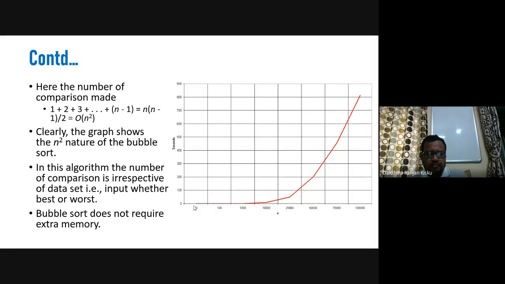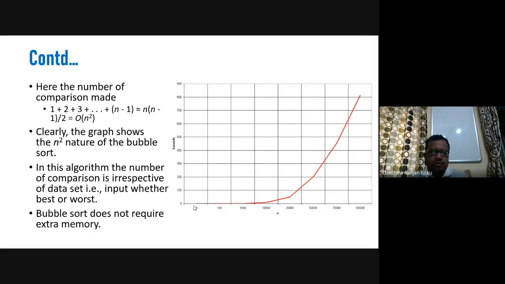Bubble sort does not require any extra memory. That is, it is an in-place algorithm. That means the sorting is done within the memory, within the array.